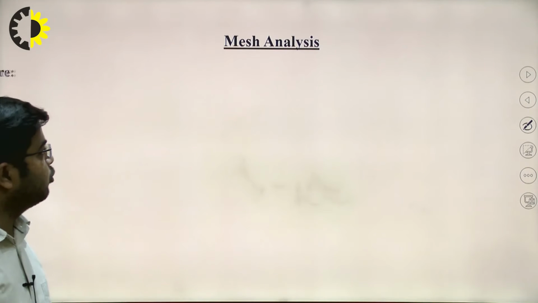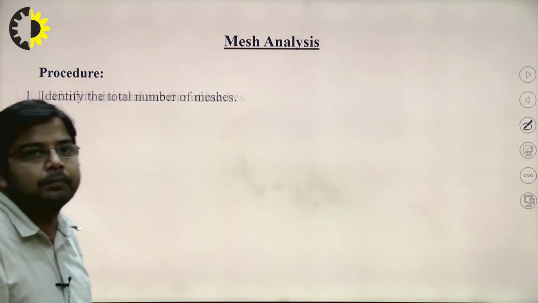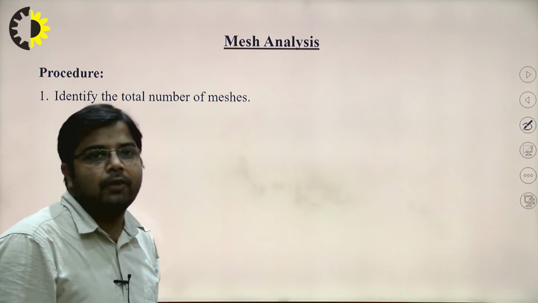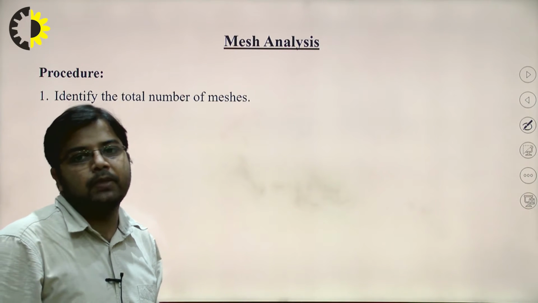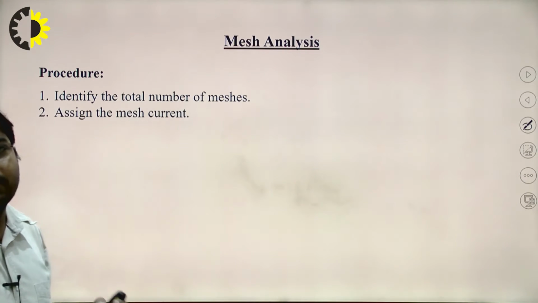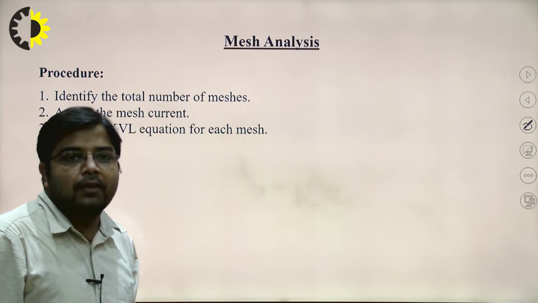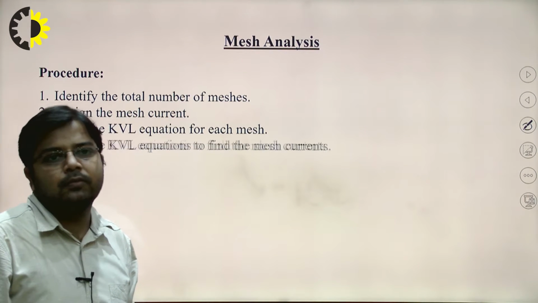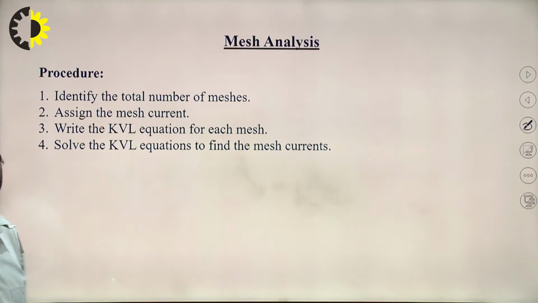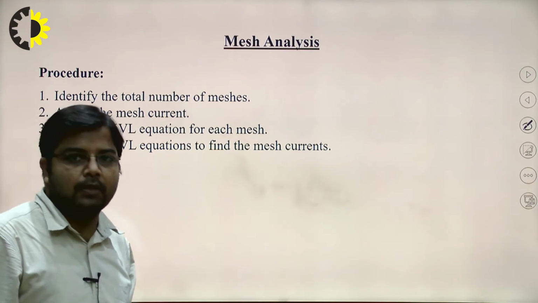So let's see the procedure for mesh analysis. First you have to identify the total number of meshes, then assign the mesh current. Then the third point is to write the KVL equation for each mesh, then solve the KVL equations to find the mesh current.